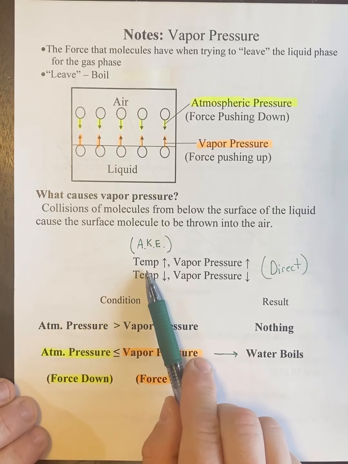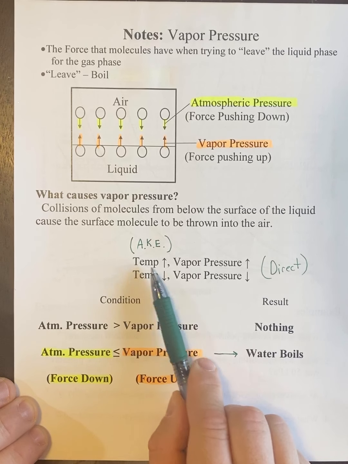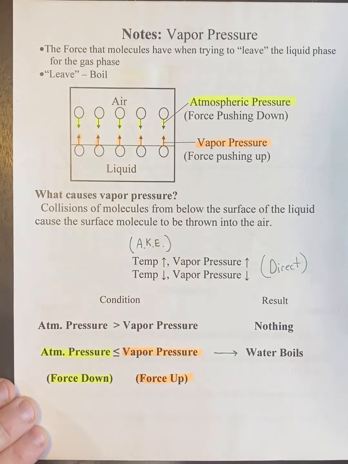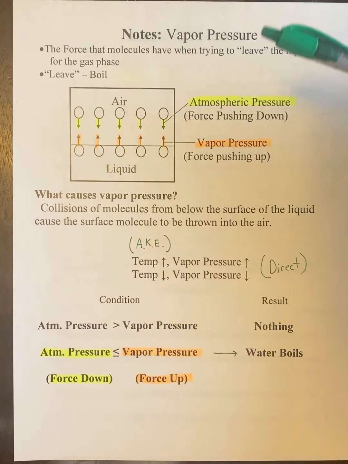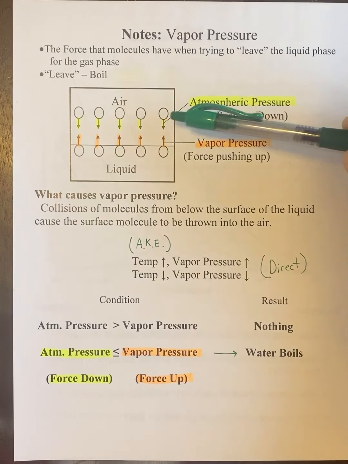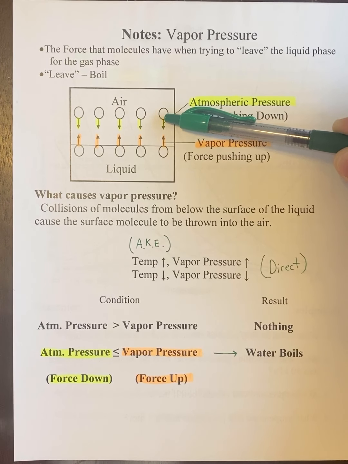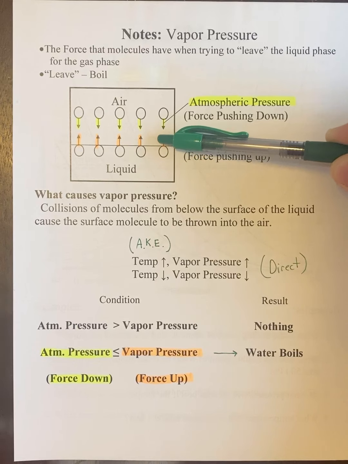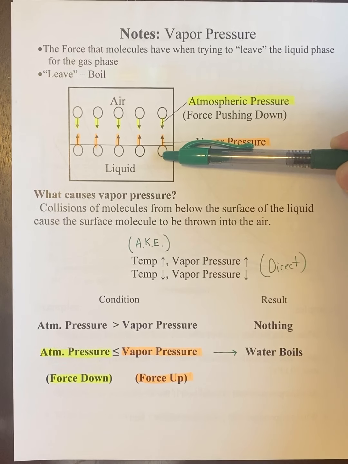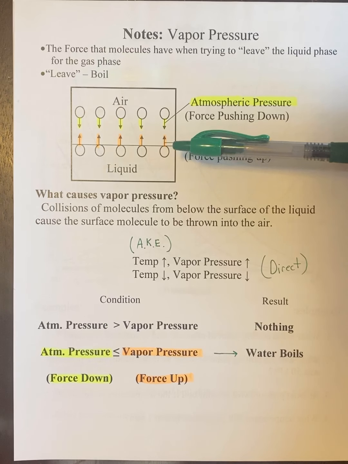Okay, that is a direct relationship. If you increase the temperature, you increase the vapor pressure. You decrease the temperature, you decrease the vapor pressure. Now, the atmospheric pressure, the reason why liquids don't boil when they're under their boiling point is because the atmospheric pressure is strong enough to take the water molecules that are jumping into the air and just push them back down. That's why water doesn't boil all the time. A very specific condition has to be met.